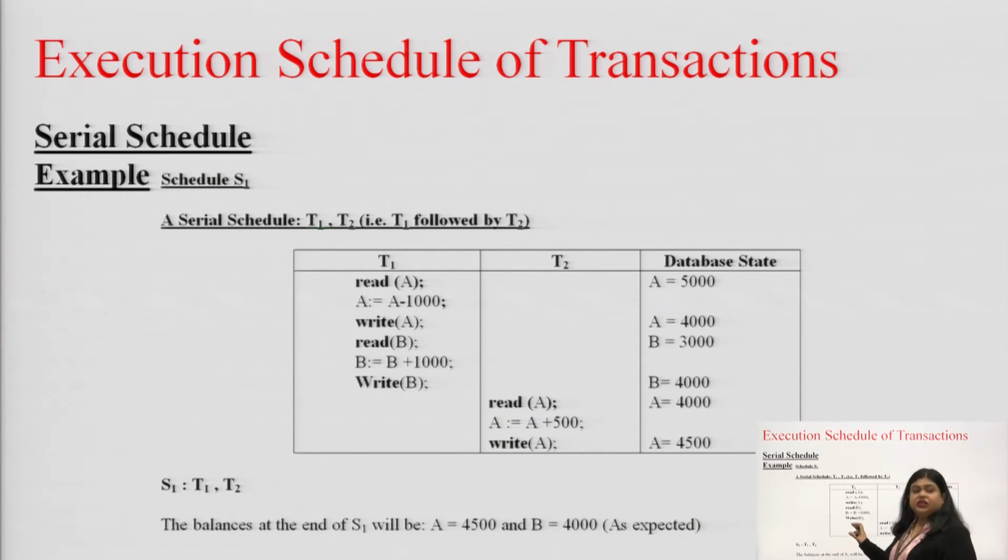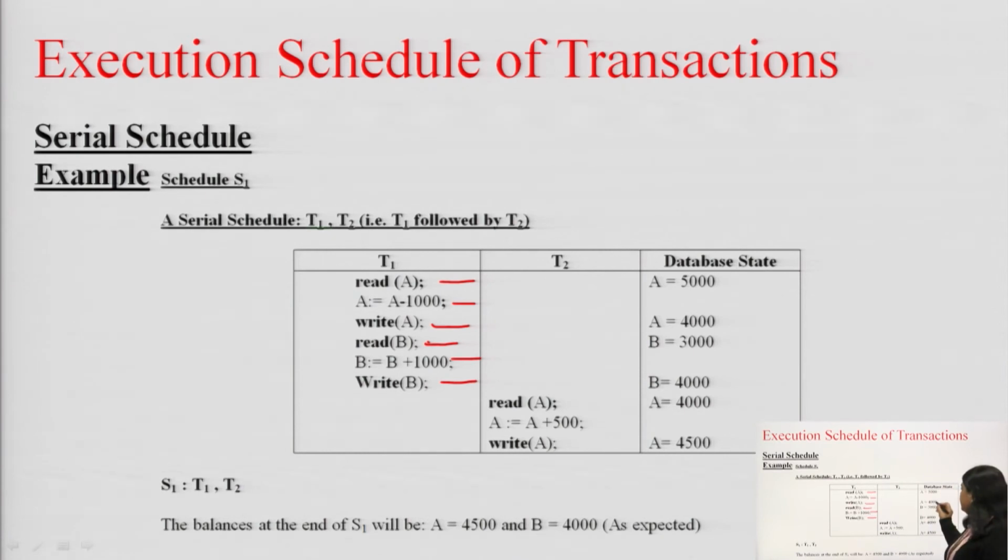So, the same construct is there. T1 reads the value of A, deducts 1,000 rupees, writes the value of A back into the database, reads the value of B, adds 1,000 rupees to B and writes B back into the database. So, you can see over here the data set that is getting changed. Initially A was 5000, then A became 4000, and when we are reading the value of B, it is 3000, and at the end of the transaction B is 4000.